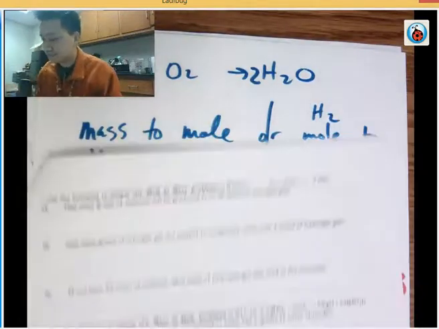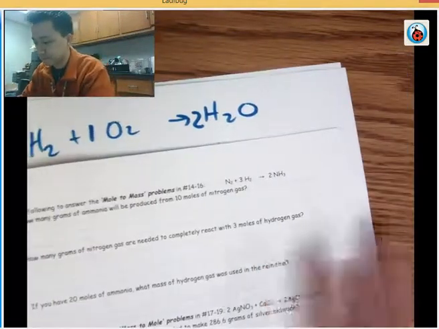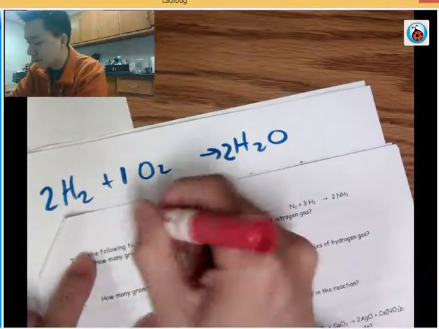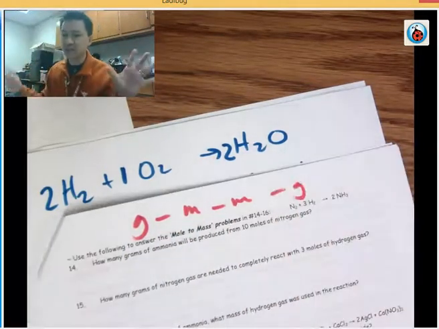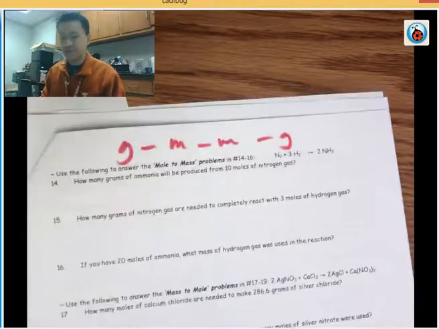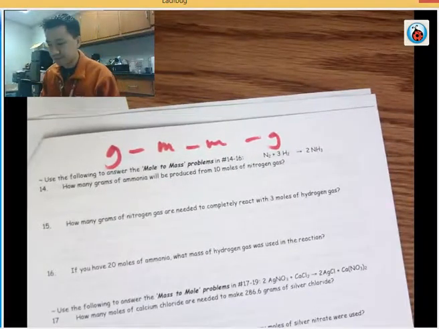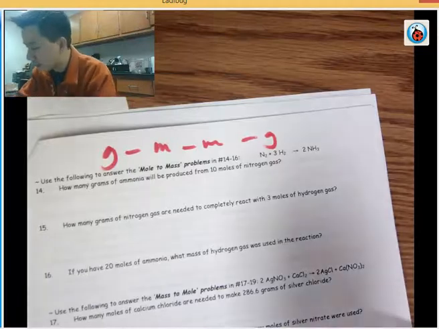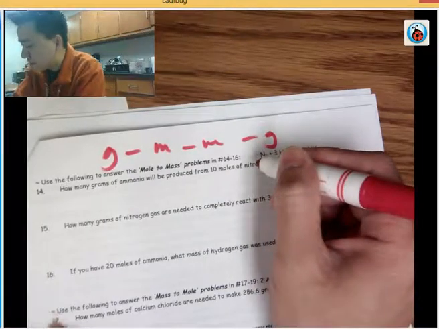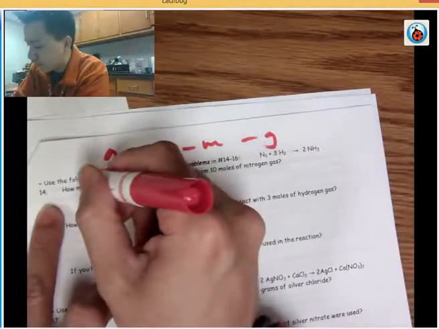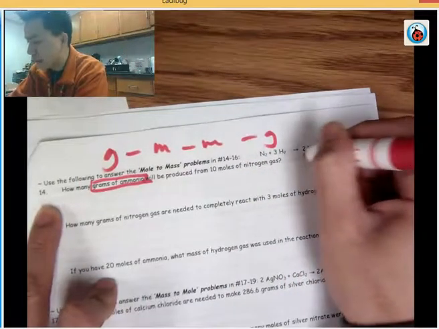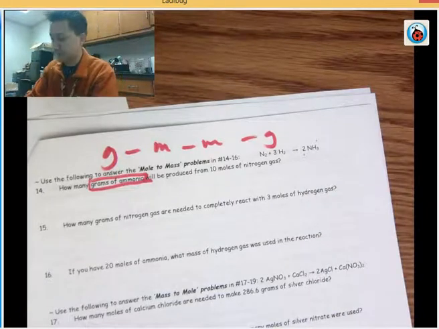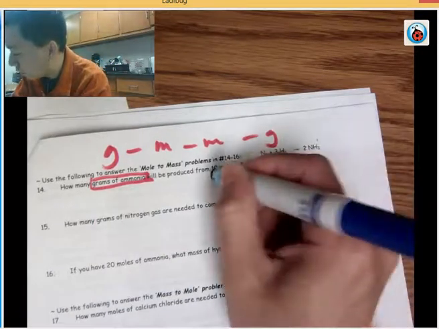14. Write that down. Grams, mole, mole, grams. Get that straight. Okay? So, first of all, here are the steps. We follow the same steps that I showed you last time. How many grams of ammonia? Box what you're trying to find. Grams of ammonia. So we want to find grams of NH3. Ammonia is NH3. Okay? We will produce from 10 moles of nitrogen gas.